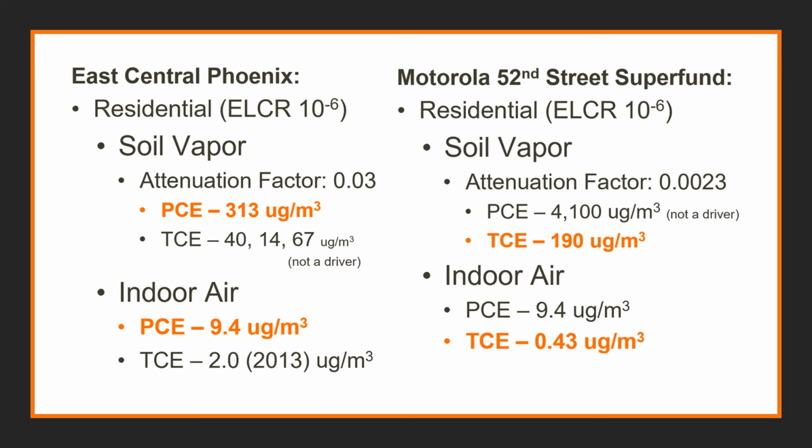Now we set up our action levels. We knew that in soil vapor we were going to be concerned with concentrations of 313 ppb per cubic meter. That was based on an excess cancer risk level of 10 to the minus 6, or 1 in a million cancers. For an indoor action level, we knew it had to be greater than 9.4 parts per billion. Now this was all for PCE, as opposed to the federal site, where the contaminant of concern was TCE.